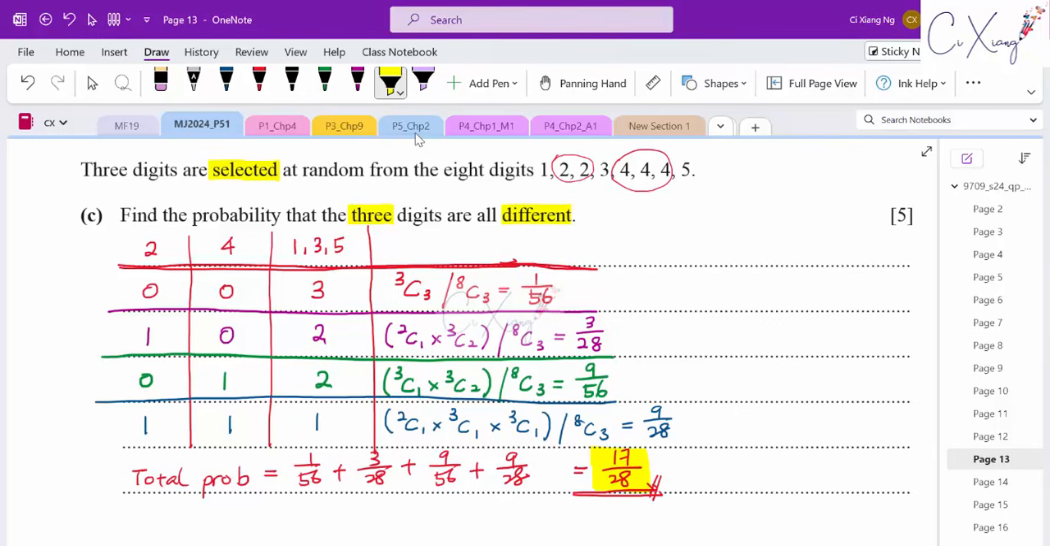Yeah, so this is what we have for question 7C, and it is the last question for this paper already. All right, so we end the video here.